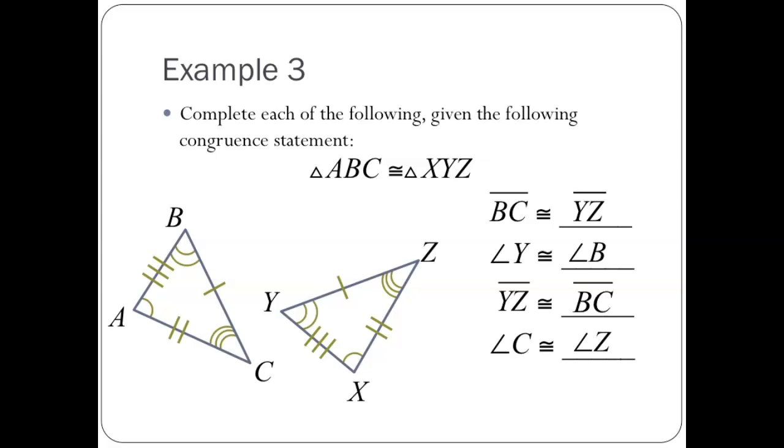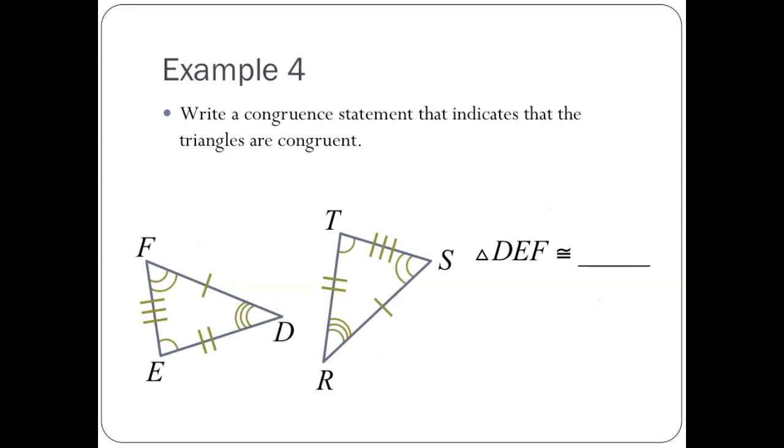All right, the last example, write a congruent statement that indicates that the triangles are congruent. So we're told triangle DEF is congruent to, and we have a blank there, and we know it's this triangle that we have on the right here. We just need to figure out the ordering of those letters. So D corresponds to angle R, E corresponds to angle T, and F corresponds to angle S. So we would want to write that triangle DEF corresponds to triangle RTS.